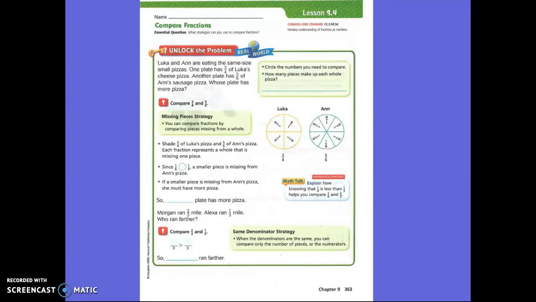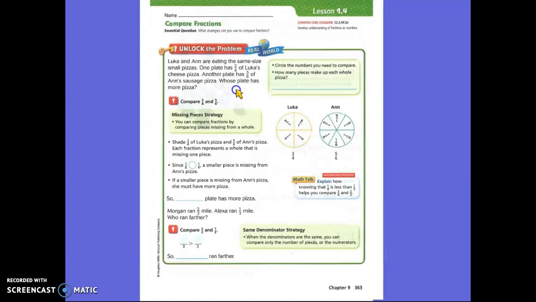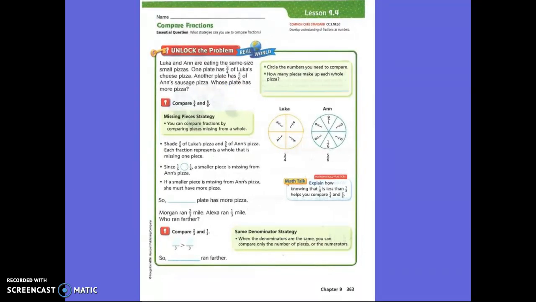Tyson? There's 6 for what kind of pizza? Not what person, what kind of pizza? What kind of pizza has 6 pieces? Okay, so let's write sausage has 6. We could just write sausage and then equals 6.